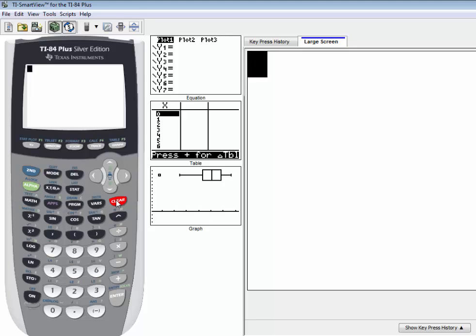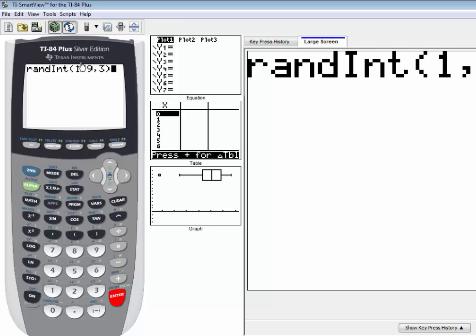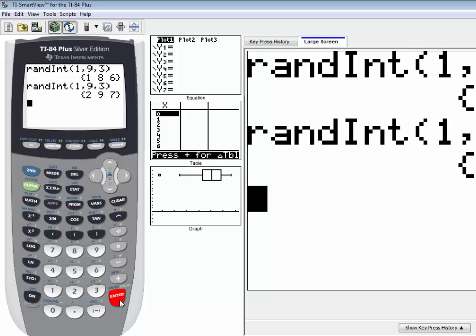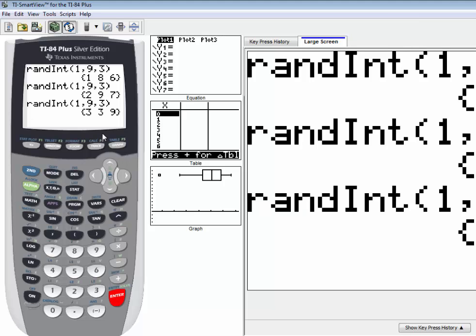Again, if you did that, you couldn't get the same number twice, so if we get a duplicate here, we'll ignore it. We'll use our calculator to do that. We're saying random numbers 1 to 9. We're going to draw 3 of them. And we got the numbers 1, 8, and 6. Next, 2, 9, and 7. And that one doesn't count because we have a duplicate.